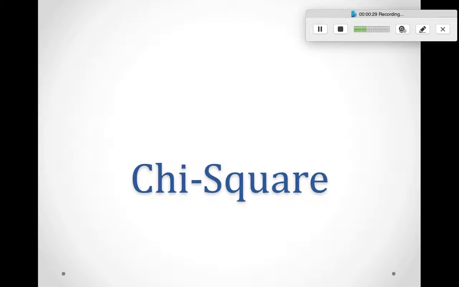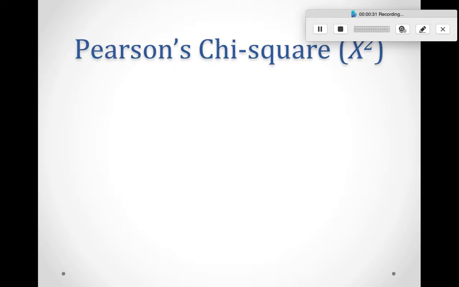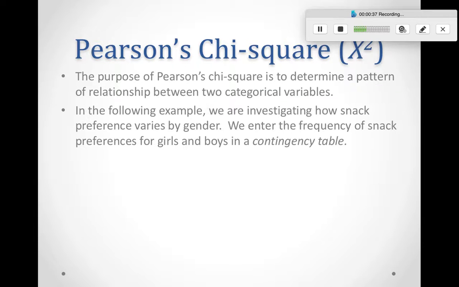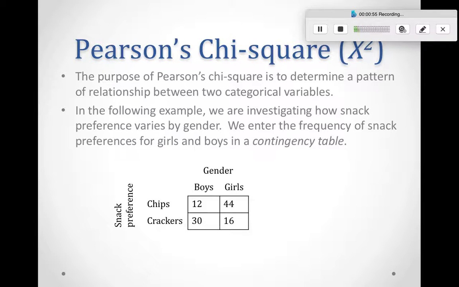So let's think about first of all what the Pearson's chi-square really does. It is the way to determine the relationship between two categorical variables. For an example, we're going to be investigating how snack preference varies by gender. Gender is a categorical variable. The categories are male and female. And snack preference is also going to be a categorical variable, being chips and crackers.